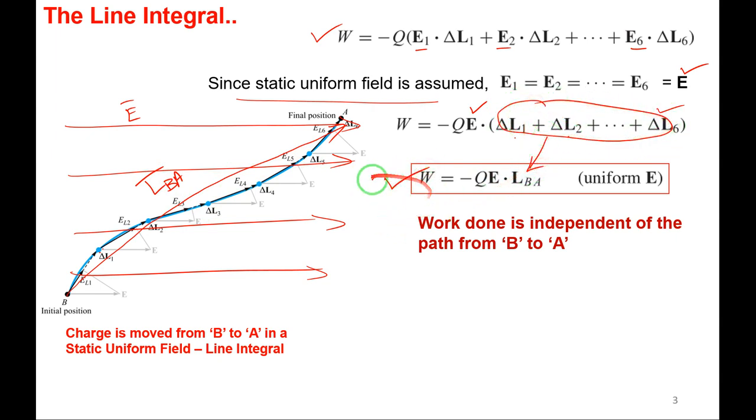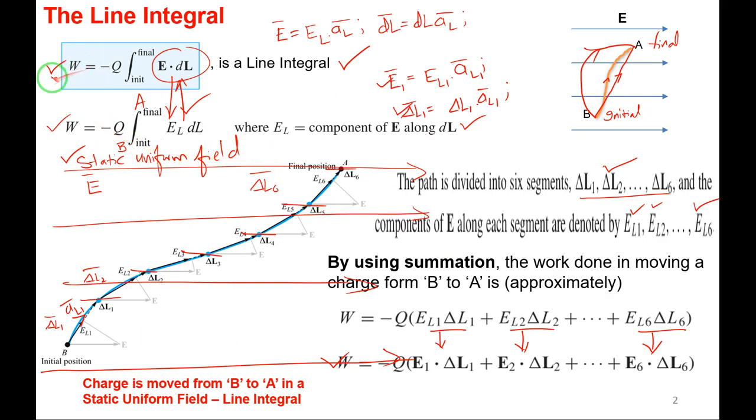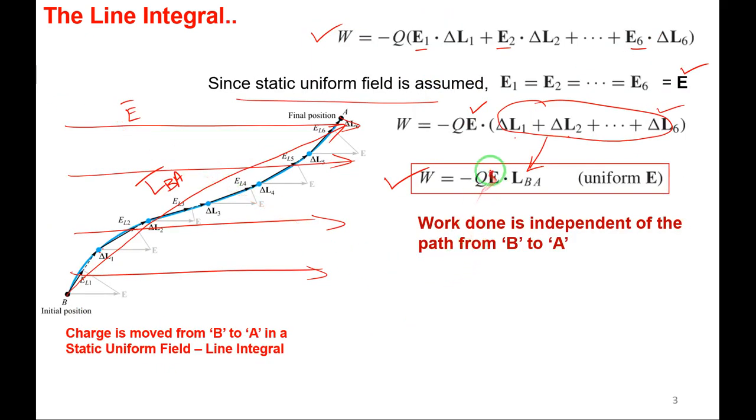So we have seen this is the line integral, and finally we can see that the integration has been removed and we have made use of the summation and we have written the work done formula. The work done in order to move the charge from initial position to final position is given by minus Q E dot LBA, the length between initial position to final position, LBA, in the uniform field. This is the condition.